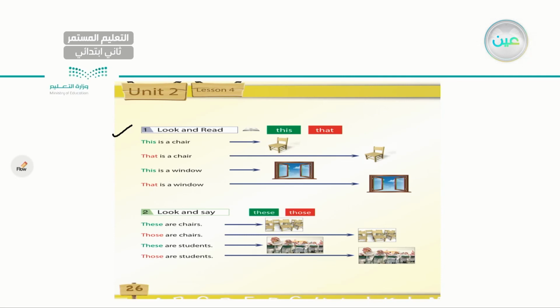Moving to the lower part, number 2, you can say these and those. These are chairs. These, so I have several chairs near me. These are chairs. Those are chairs. These are students. Those are students. Okay, let's go ahead and read one more time.